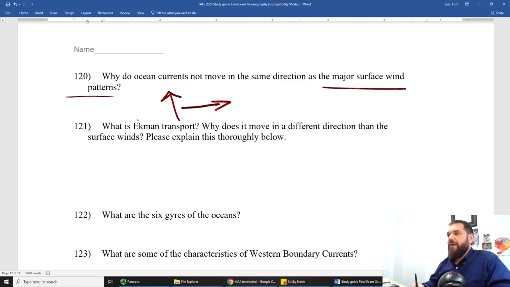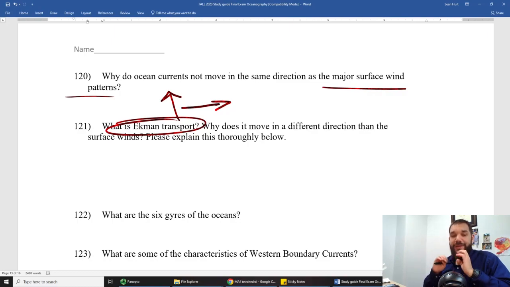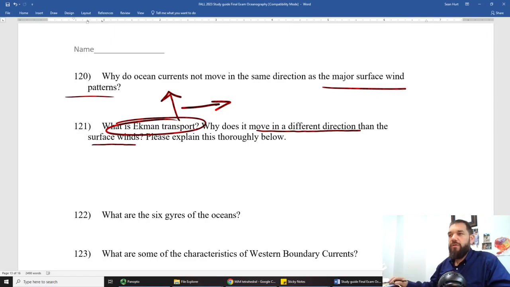Okay, so Ekman transport is basically the total net water movement, current movement, that results from a blowing wind, okay, a sustained wind. So it does move in different directions than the surface winds because of a buildup of Coriolis effects, okay?